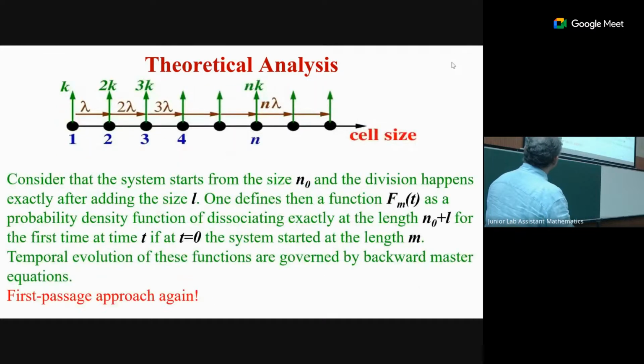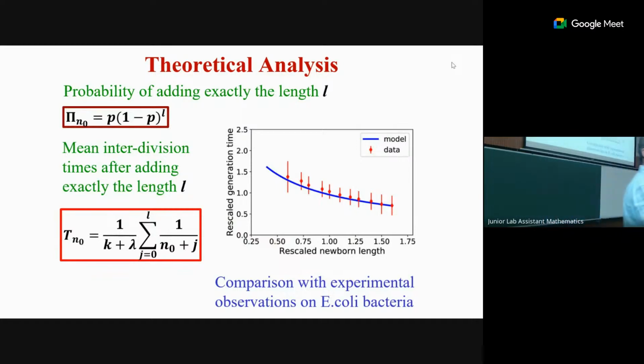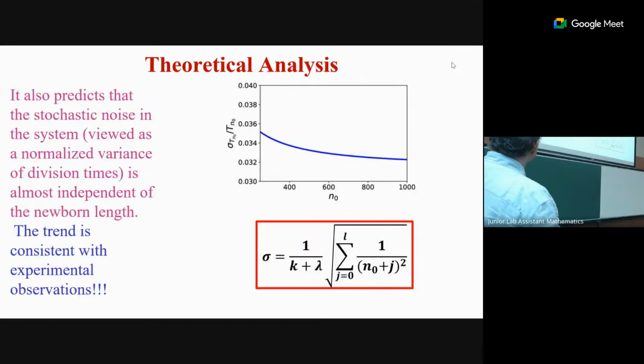The reason is actually very simple. Let me go back to the model and you'll understand. If I start with this size and I divide over here, the dynamics at the beginning is relatively slow, so it will take me longer to add exactly the same length. But if I start at larger lengths already, and I still need to add the same length, the dynamics will be faster. So the model explains why it's going down. If your newborn length is already larger, the overall dynamics of growth and division in the system is faster, so you can add exactly the same length sooner. Hope it's clear. So this agrees with experimental observations.